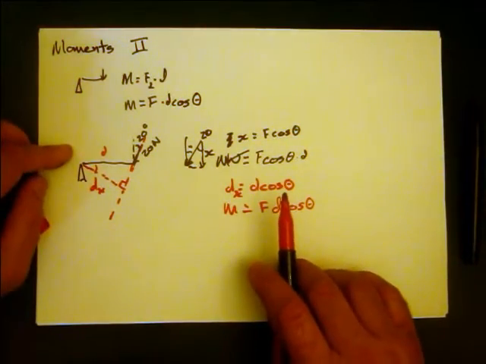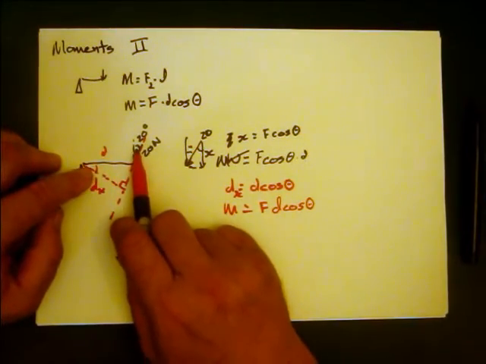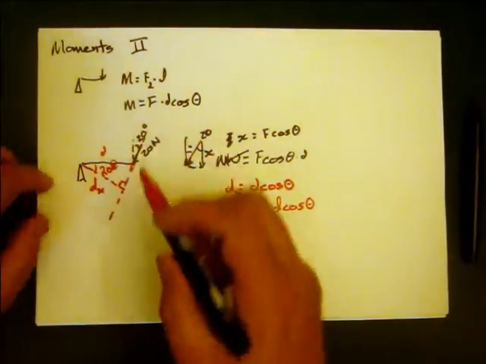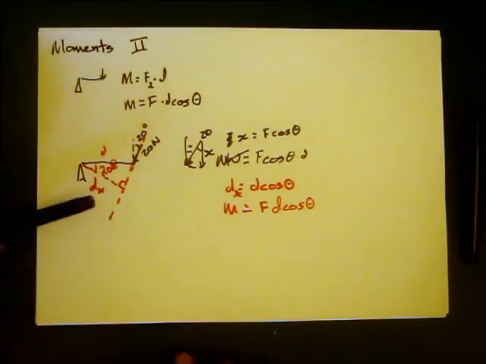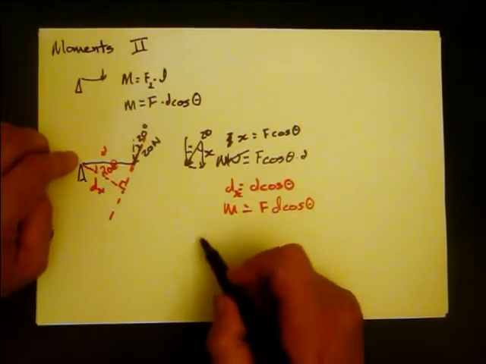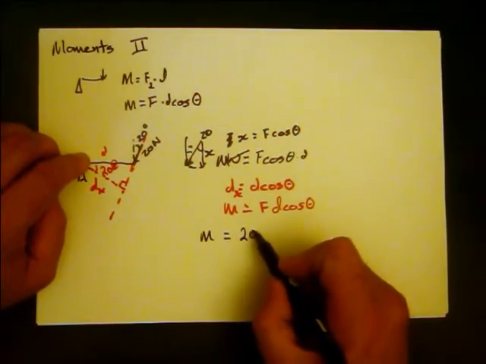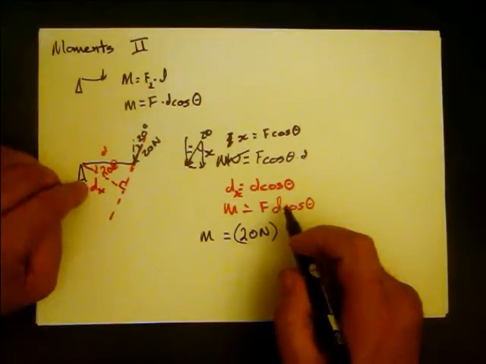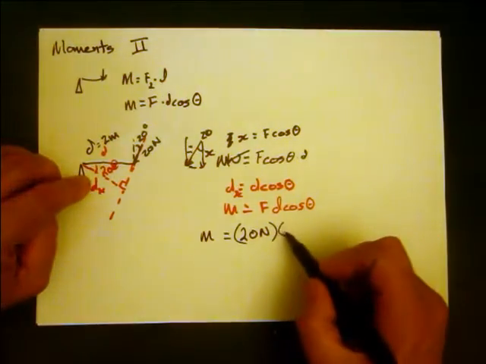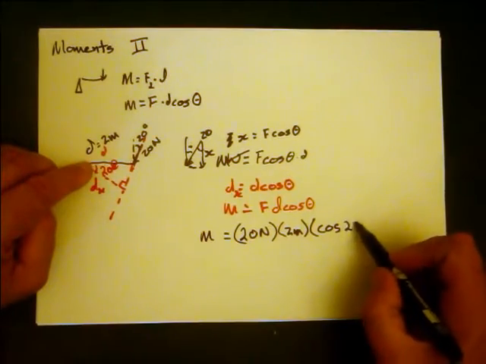But the big thing is, where am I measuring this from? So this theta here is going to be the same as that theta there. This is going to be also 20 degrees. Now this seems confusing the first couple of times you see it, but basically what we're doing, so in this example, the moment is going to equal the force, which is 20 newtons, times the distance, which I'll make that equal to 2 meters. D is 2 meters, times cos 20 degrees.